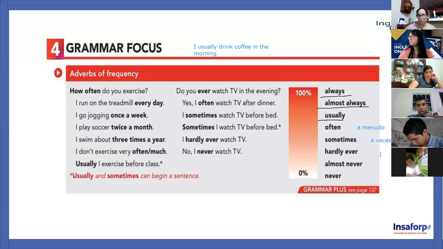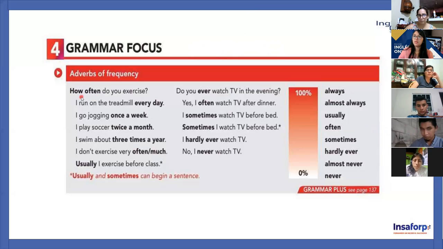No doubts, guys. Okay, entonces vamos a ver how to use them. Utilizamos la pregunta how often, qué tan seguido. How often do you exercise? ¿Qué tan seguido haces ejercicio? Podemos utilizar every day también, que es todos los días. También podemos utilizar once a week, una vez por semana, or two times a week, three times a week, por ejemplo. También podemos utilizar el twice a month, veces al mes, three times a year, tres veces al año. Tenemos el often, a menudo. And tenemos el usually también, right?